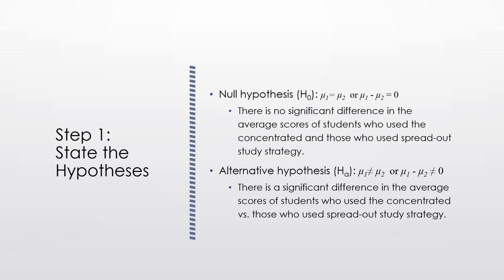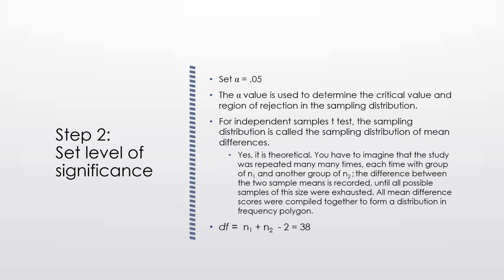Step 1, state the hypotheses. The null hypothesis states that there is no significant difference in the average scores of the two populations, expressed as mu1 equals mu2 or mu1 minus mu2 equals 0. The alternative hypothesis states that there is a significant difference, so that mu1 not equals mu2 or mu1 minus mu2 is not 0. In step 2, we set alpha at 0.05.